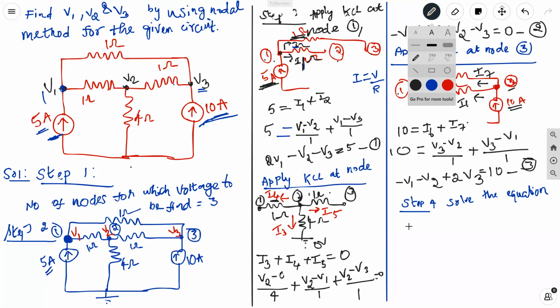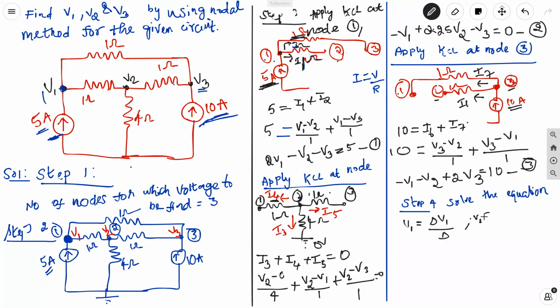First, I'll write the formula. As per Cramer's rule, V1 is del V1 by del, V2 is del V2 by del, and V3 is del V3 by del. Okay.